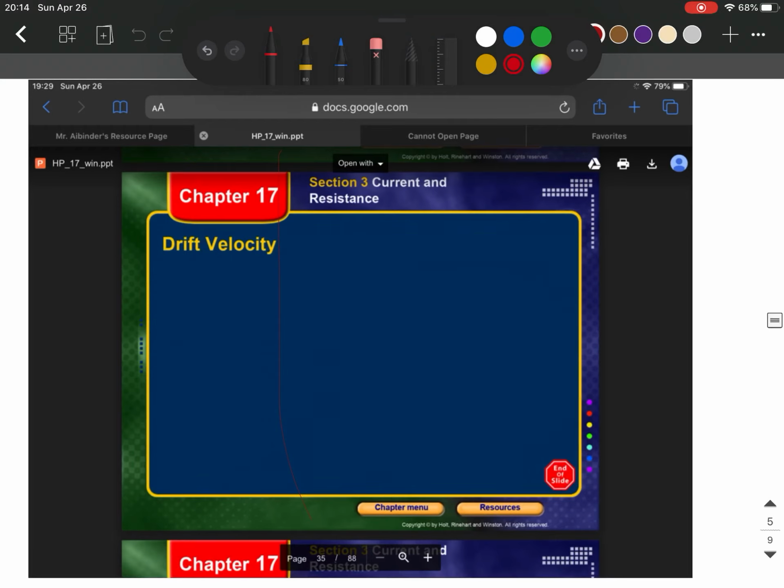So let's talk about what's going on. So imagine I have a light bulb down here and I connect it to a wire. There is a battery connected and there's a switch.